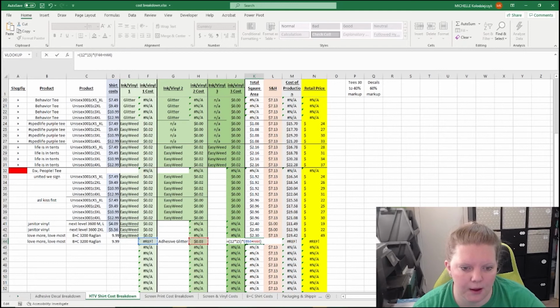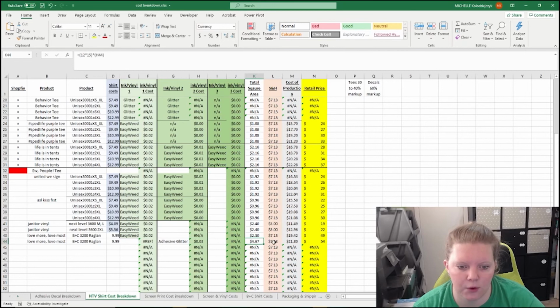This one, I think I used a full sheet, 12 by 15, and I'm multiplying it by this second cost right here, and that's $4.67. Okay, shipping and handling. This would be, if it's a separate order, I could combine these, remove it. So shipping and handling isn't necessarily something you have to include on every single one.